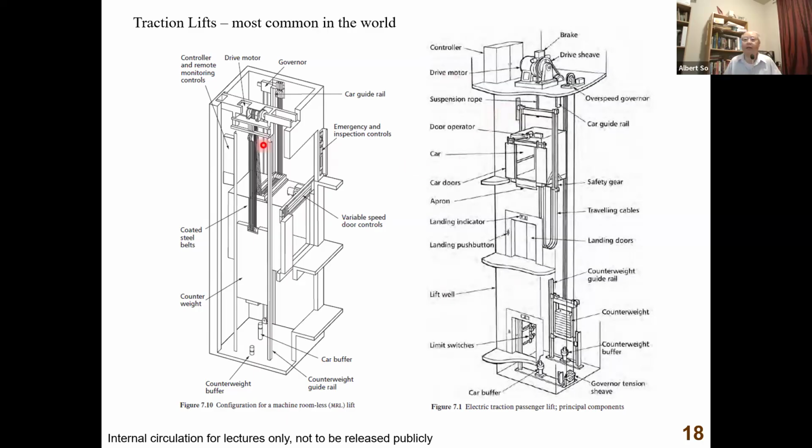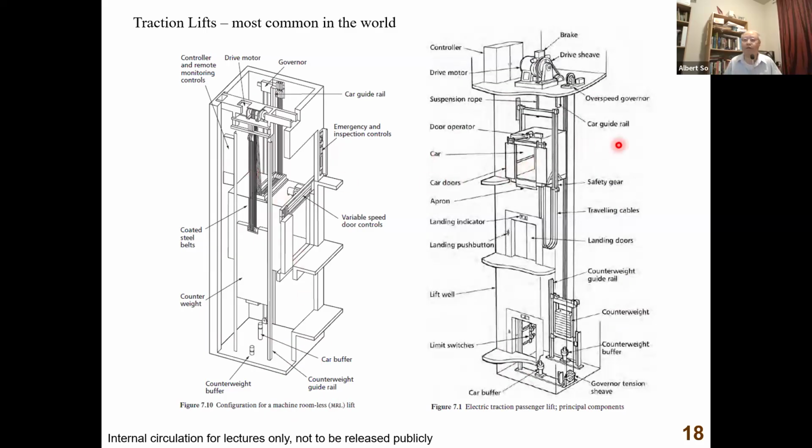Right now, there are two types of lift. The first type is called traction lift. Traction lift means we use ropes, hoist ropes. In general there are two types: one with machine room, and one without machine room. The one without is called machine roomless, or in short, MRL.